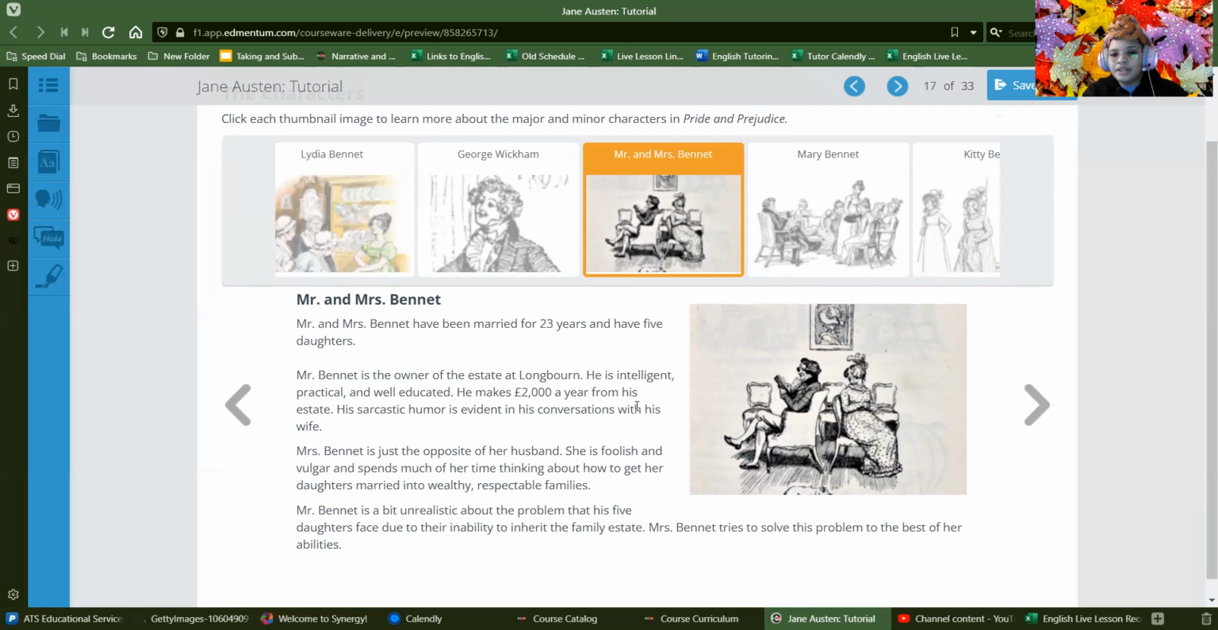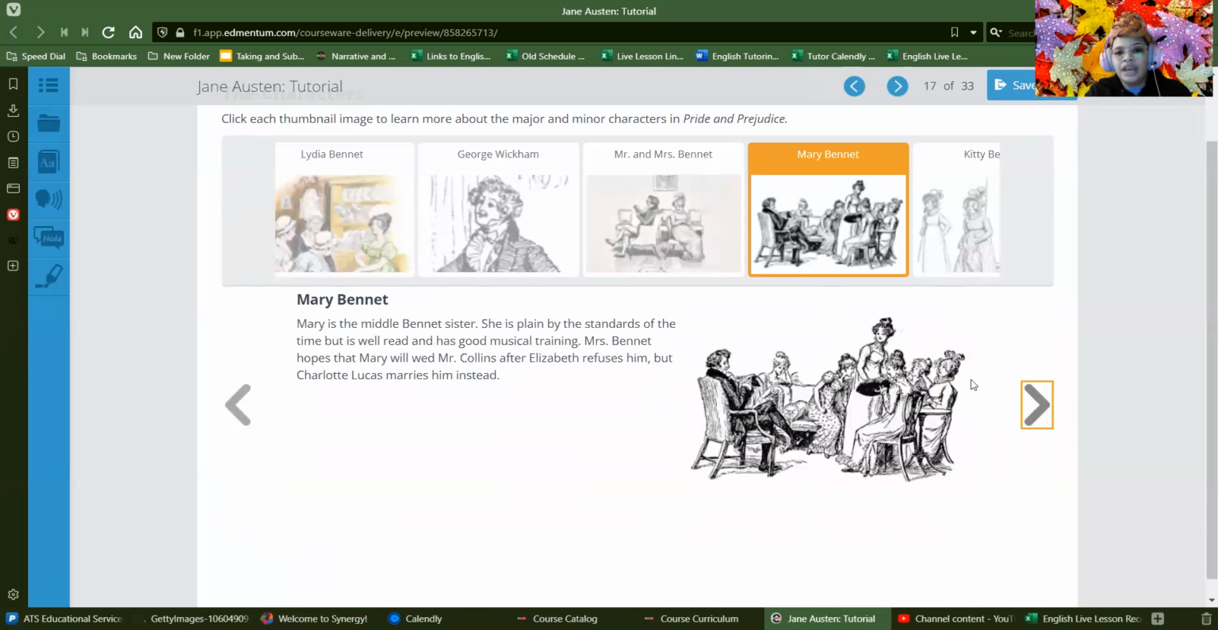Mrs. Bennet is the opposite of her husband. She's foolish and vulgar and spends most of her time thinking of how to get her daughters married into wealthy, respectable families. And then it says Mr. Bennet is a bit unrealistic about the problem that his 5 daughters face due to their inability to inherit the family estate. And Mrs. Bennet tries to solve this problem to the best of her ability. So they can't inherit the family estate. So their mother is working to try to get them married so they can be well taken care of. Their dad isn't worried about this as much.